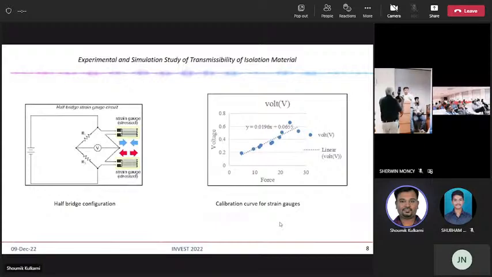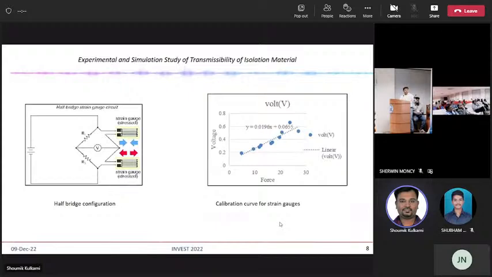The strain gauge works on the principle that when we apply force onto it, the conducting material changes its shape and size. When we apply a tensile load, the length will increase and the area will decrease, and vice versa. When we provide compression, the length will decrease and the area will increase, and the resistance of this conducting material is directly proportional to length and inversely proportional to area.